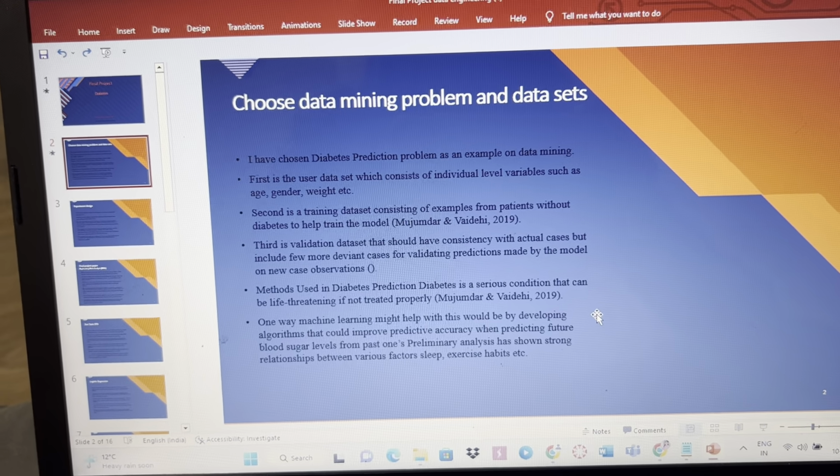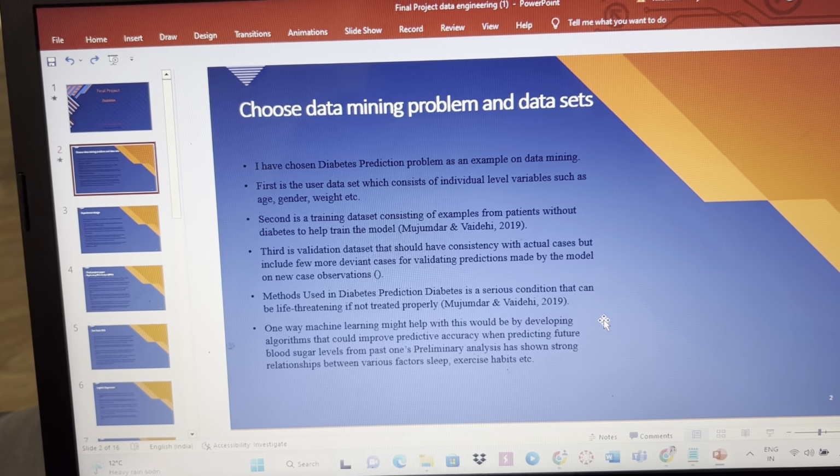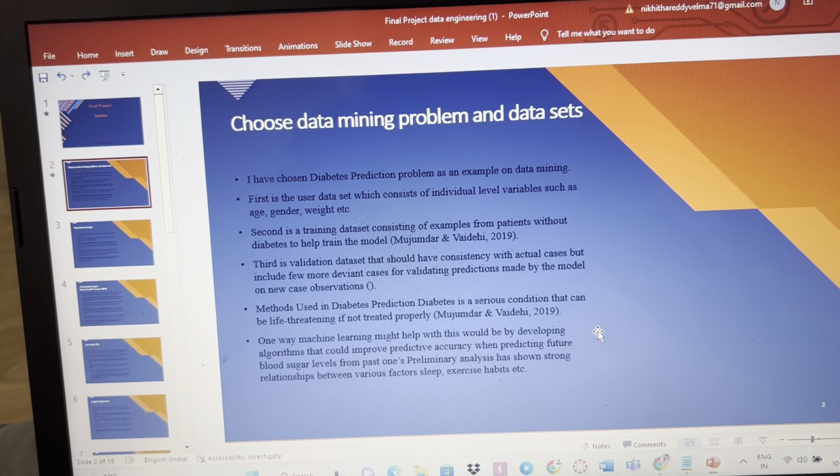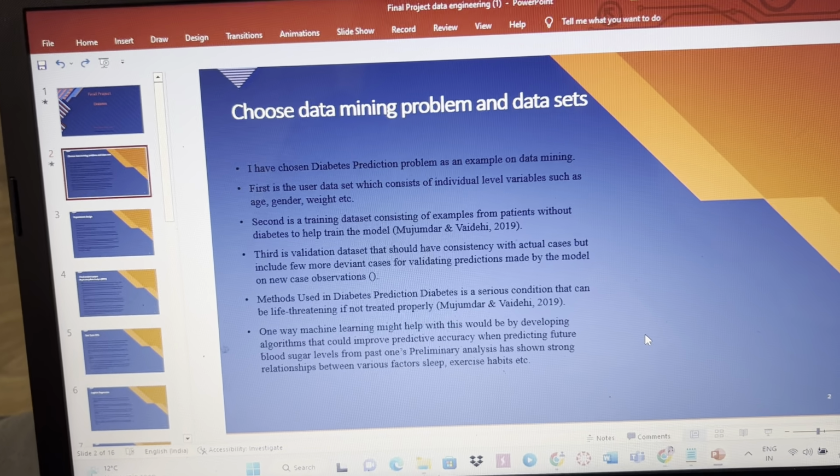Methods used in diabetes prediction. Diabetes is a serious condition that can be life threatening if not treated properly. And accuracy when predicting future blood sugar levels from the past month, preliminary analysis has shown strong relationship between various factors: sleep, exercise, habits, etc.